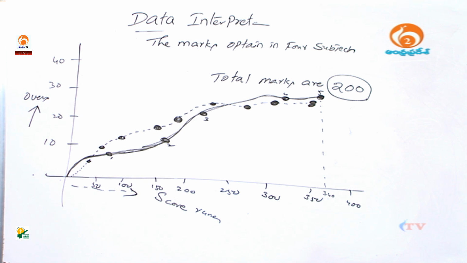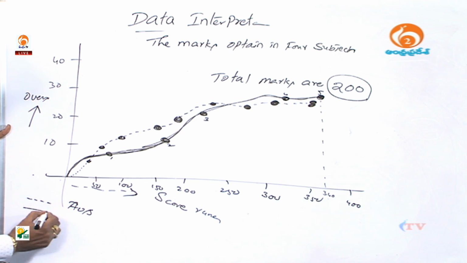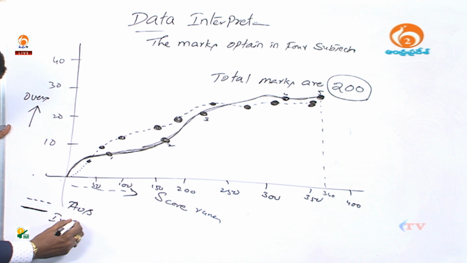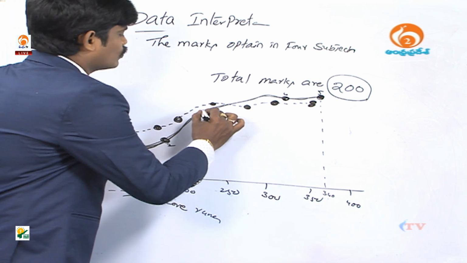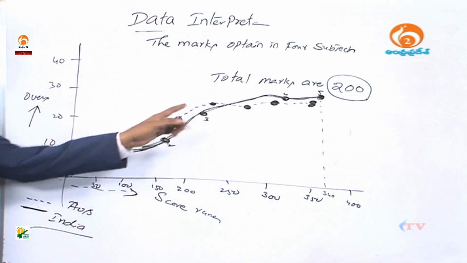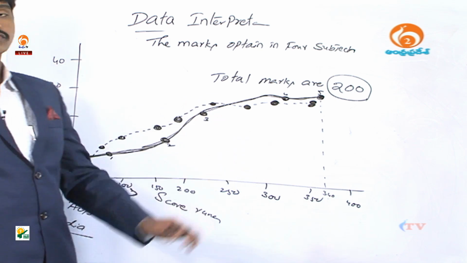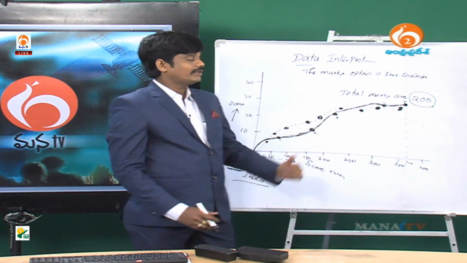Next, which team will win this match? Here the darker line's score is higher than the dotted line's. The dark line indicates the India score. That's why India won the match. India will win the given match.